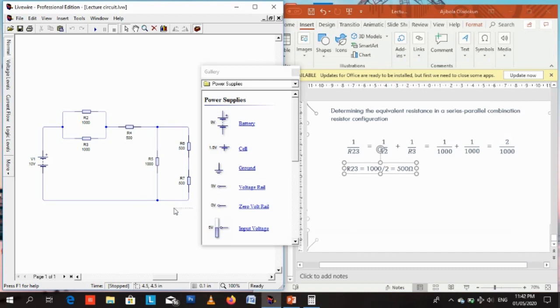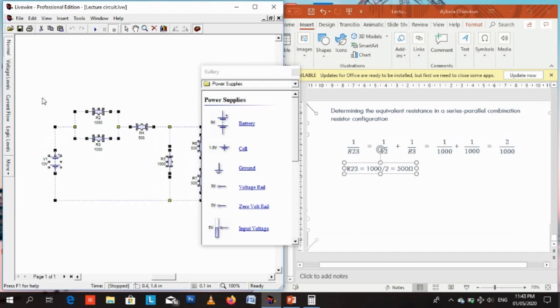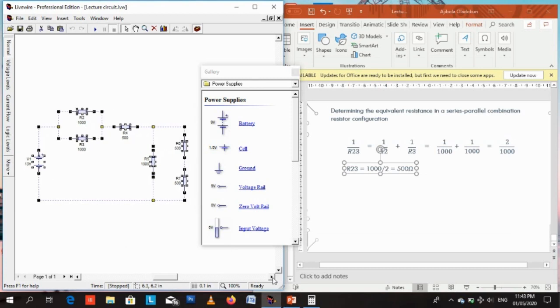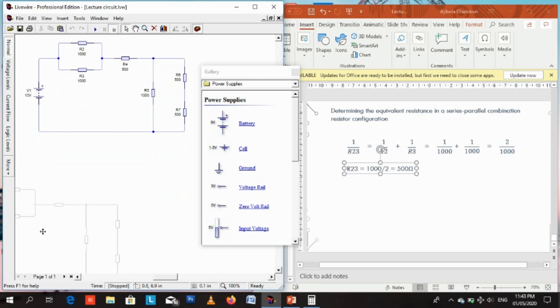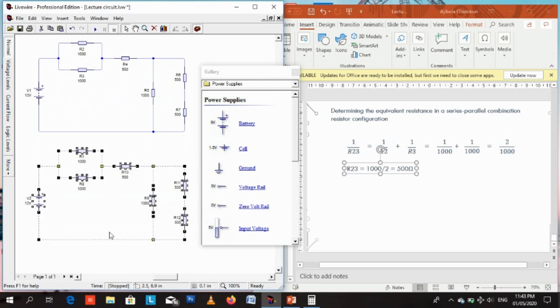So that means if we resolve R2 and R3 in parallel, it gives us 500. That means R2 and R3 can easily be replaced by a single resistor of 500 ohms. We did this many times, with several examples last module. So this should not be a strange concept to you, that R2 and R3 can be replaced by a single resistor of 500 ohms. So let's delete that. Click on this, drag it, bring it down a bit. So it's a single resistor now.